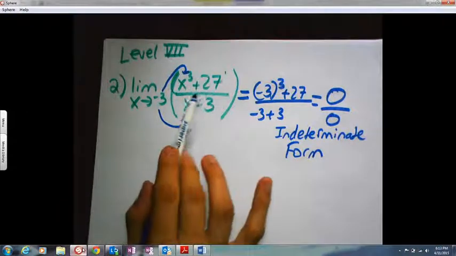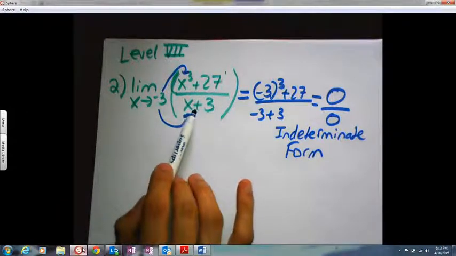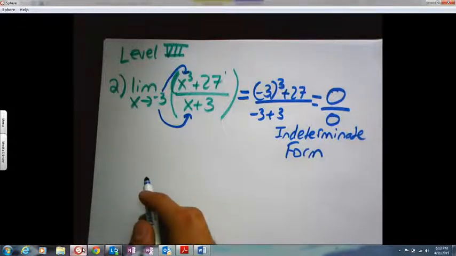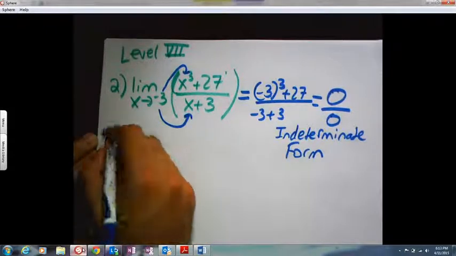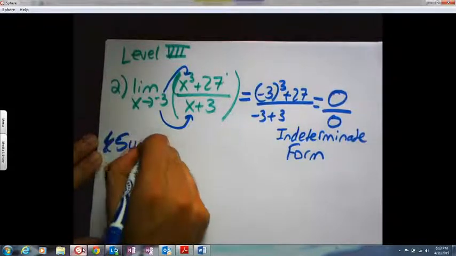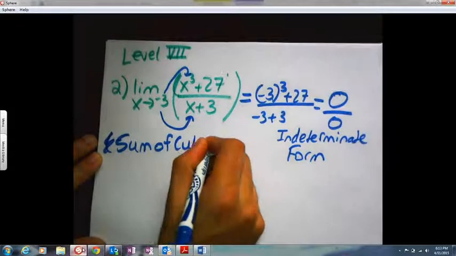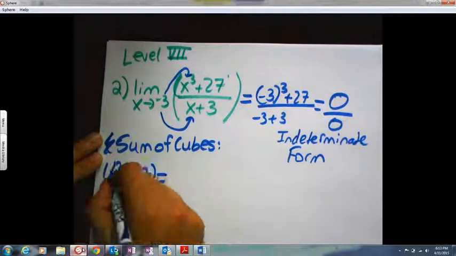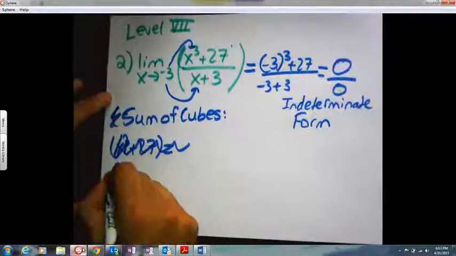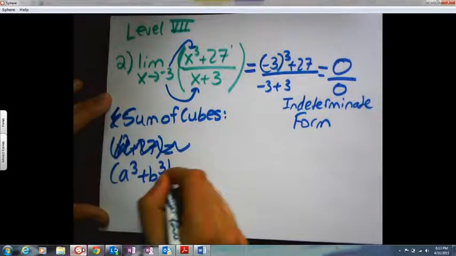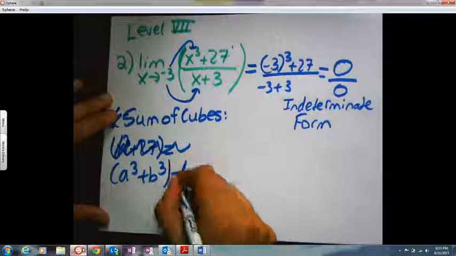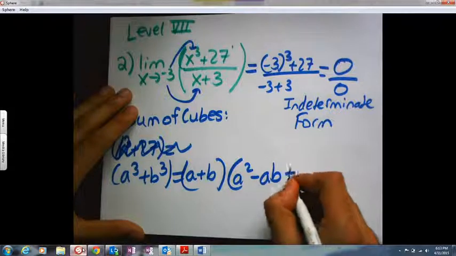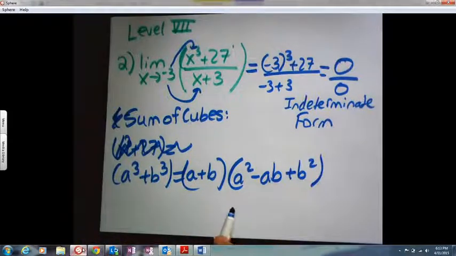So I need to do something. When I look at this, the bottom cannot be factored. Maybe the top can be. And in fact, if I think back a little bit, the top can be factored, because remember, you learned the sum of cubes formula. Sum of cubes said a cubed plus b cubed equals a plus b times a squared minus ab plus b squared.